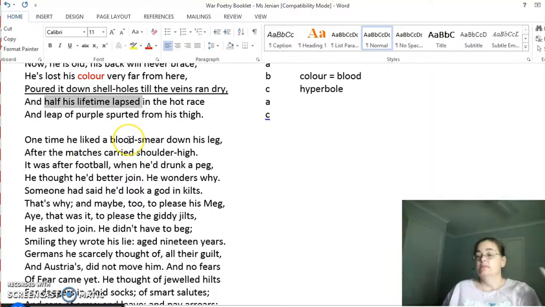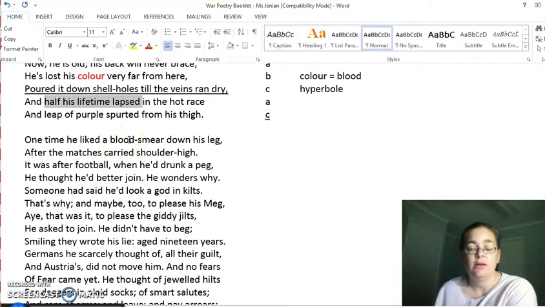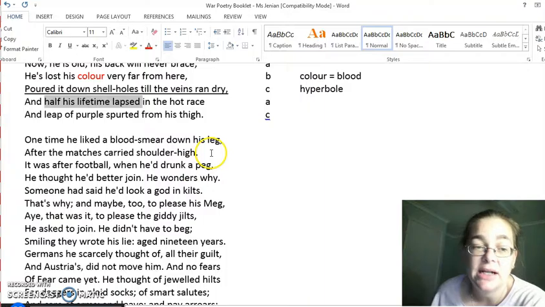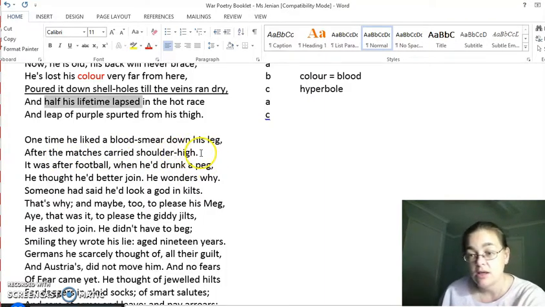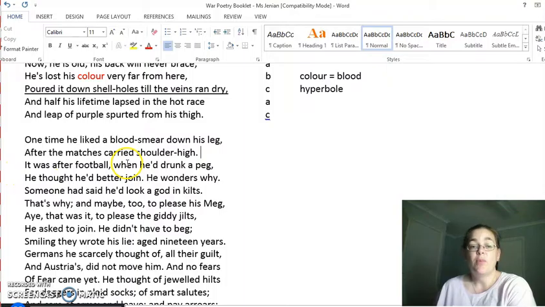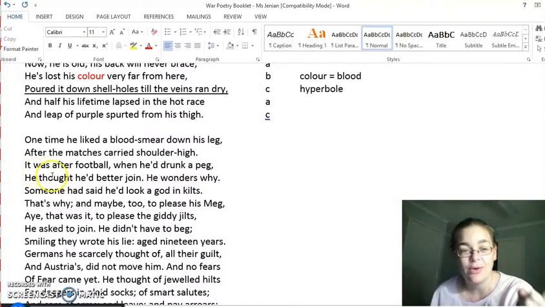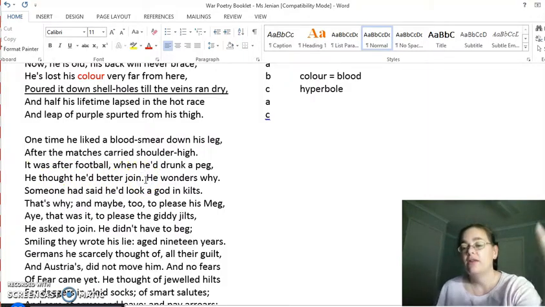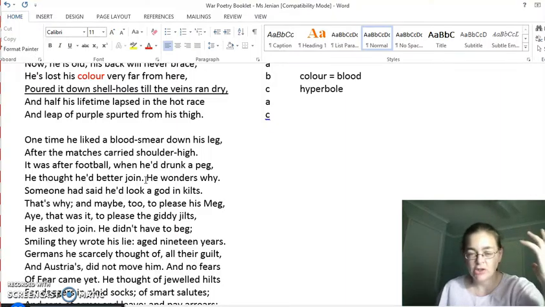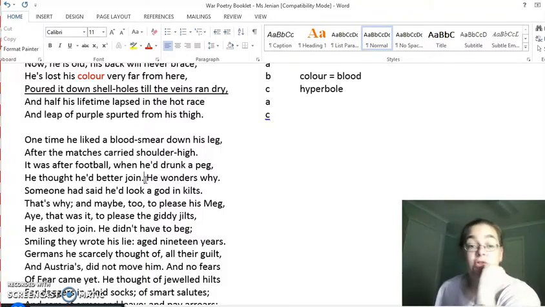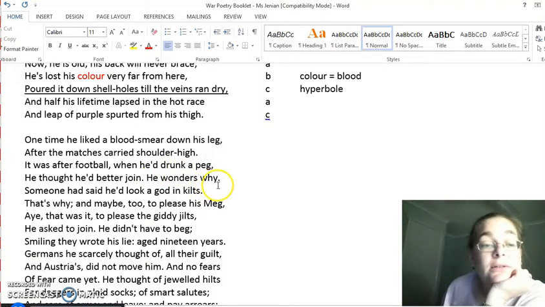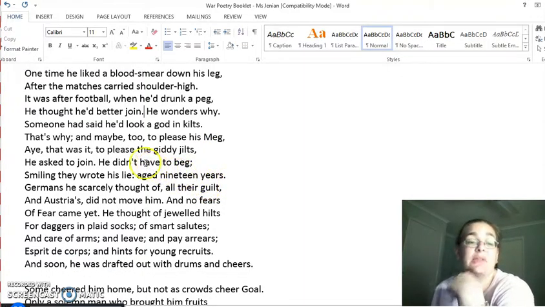One time, so we've gone back in the past a little bit. One time he liked a blood smear down his leg after the matches carried shoulder high. So football matches. It was after football when he'd drunk a peg that he thought he'd better join. So he'd had a victorious football match, very successful, feeling kind of really top of things. Had a few drinks, and he thought, it'd be a really good idea if I joined up. He wonders why. Someone said he'd look a god in kilts.